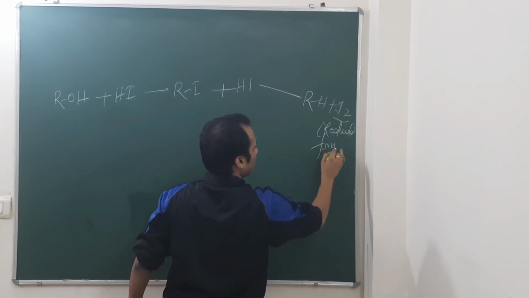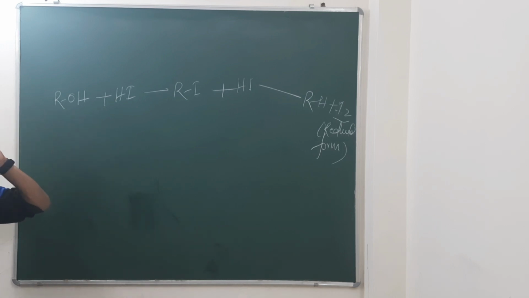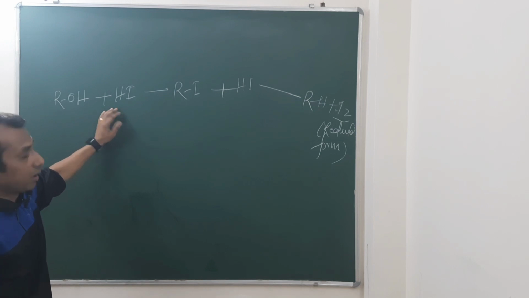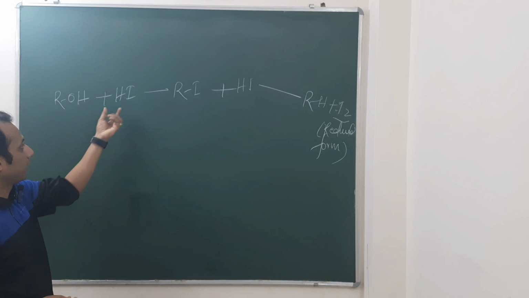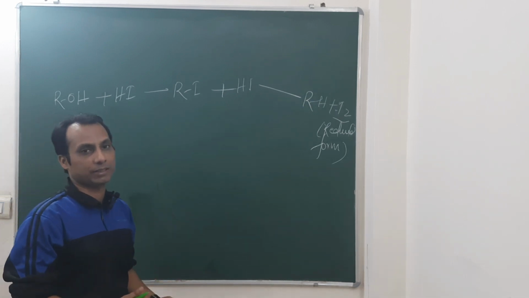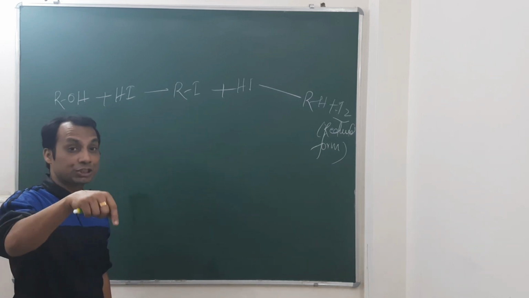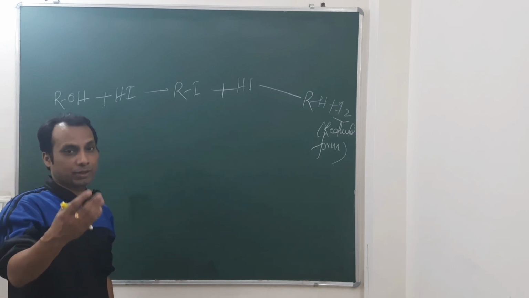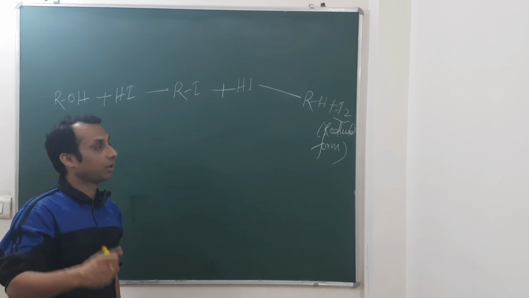Correct? Understood? So when we take ROH with HI, we have to take the alcohol in reflux form, and HI more than 50%. Always we take more than 50%. So what happens? Alkyl iodide is formed. Or you can take alcohol reacting with HI in the presence of KI, and when we take the KI, we take H3PO4.